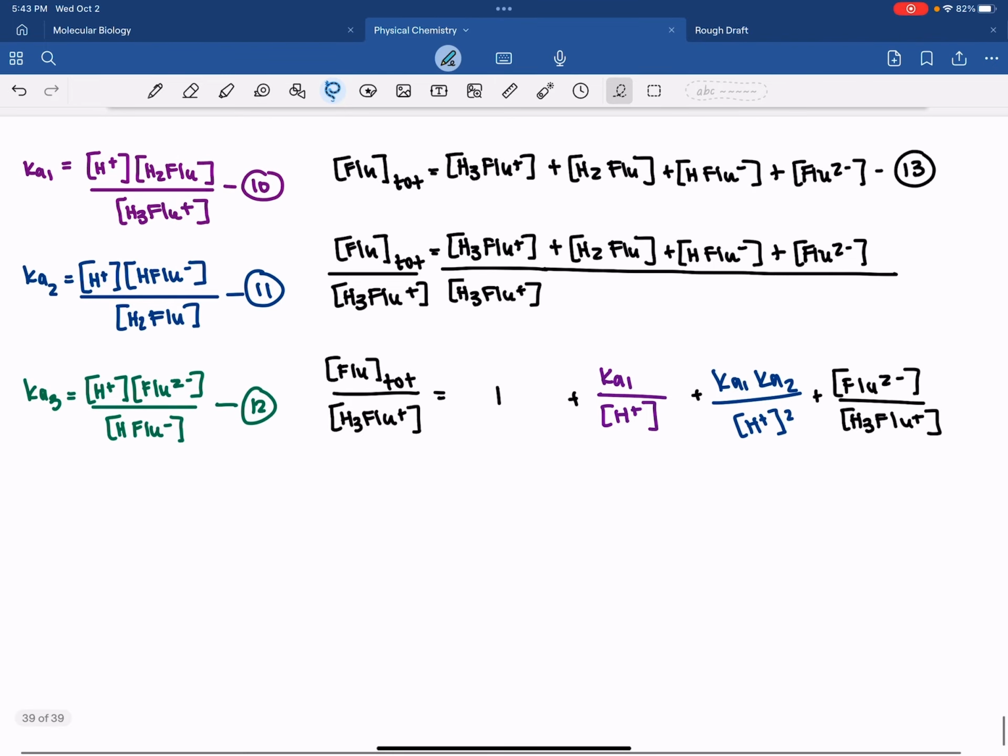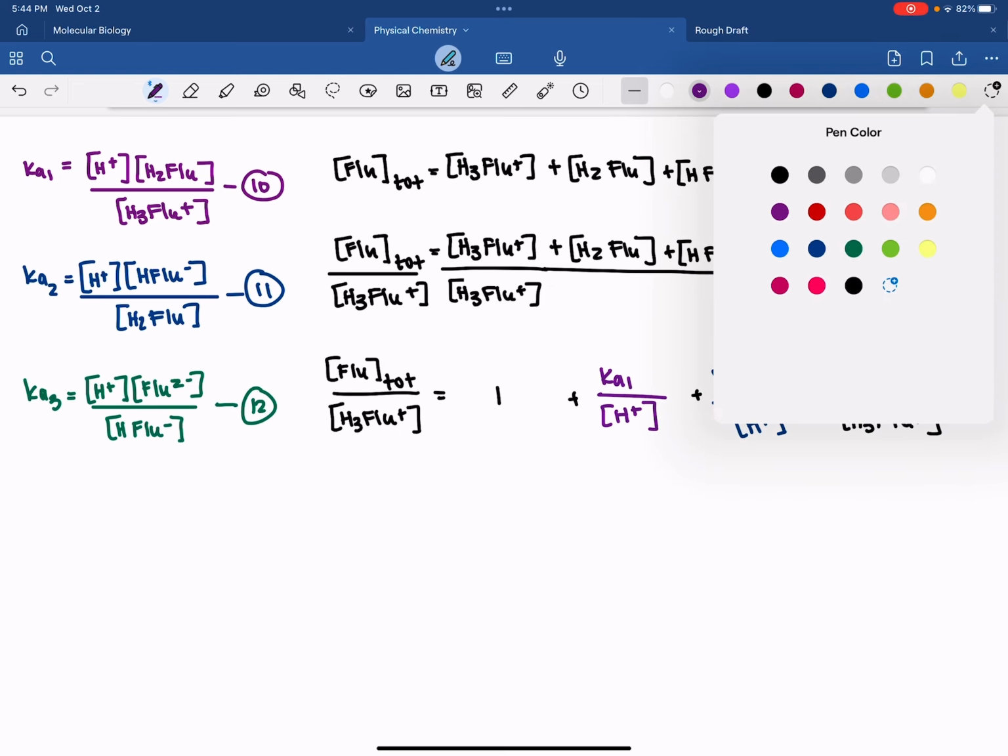We're about to start with 12, go to 11, and then go through 10 for our flu 2 negative over H3 flu plus. Because flu 2 negative is only one, so. Where is my green? Oh, there we go.